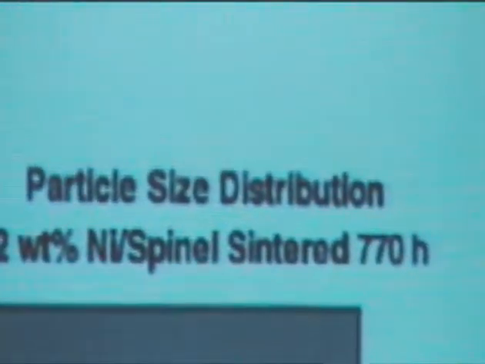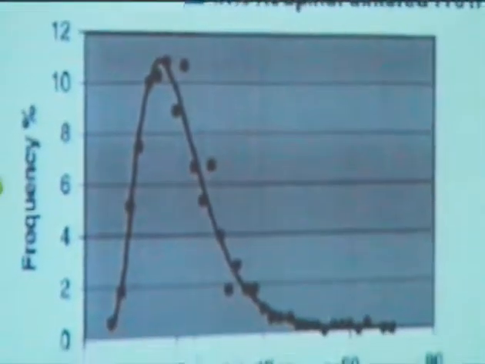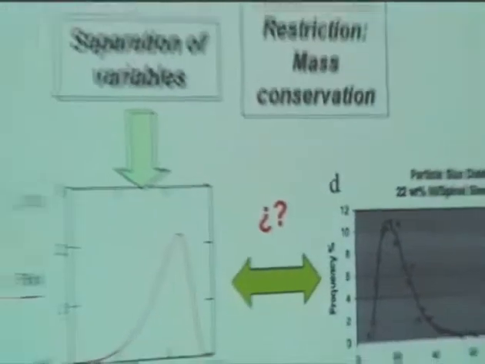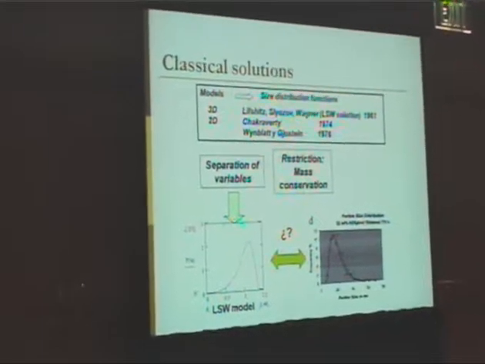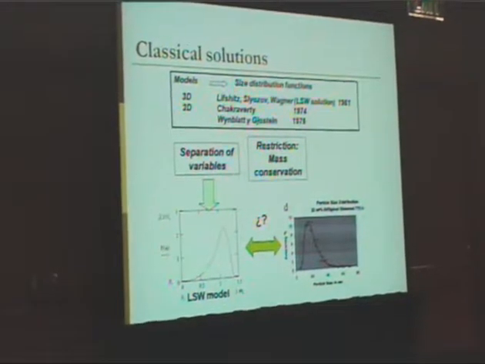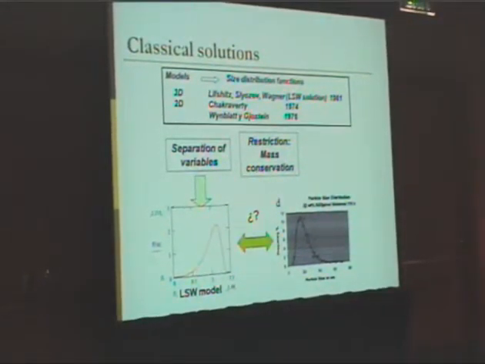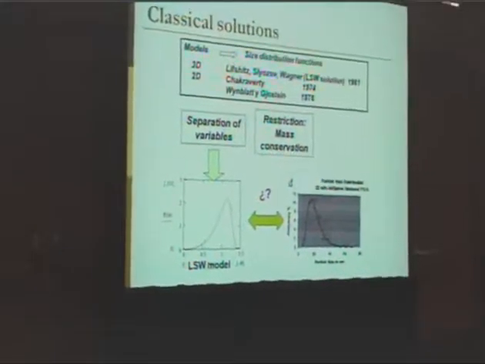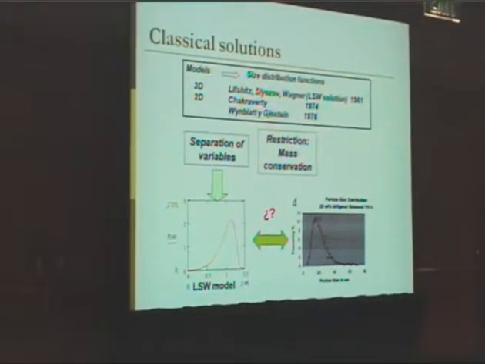And the solution is relatively simple. You just have to have a restriction, in this case of mass conservation. The problem is relatively simple, a separation of variables problem, and this is the solution that we actually saw very closely in the previous talk. So that's a classical solution.